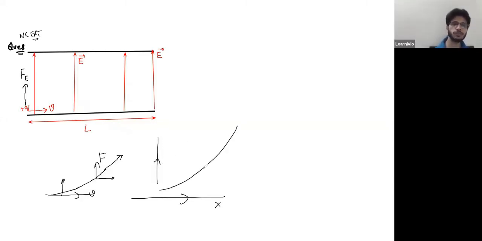But the charged particle moves in this way. That means it's moving along the x-axis as well as the y-axis. So this charge q is moving along both x and y axes. Due to this component of velocity, it will try to move along the x-axis, but this electric force will push it along the y-axis. So this is how the particle will move.